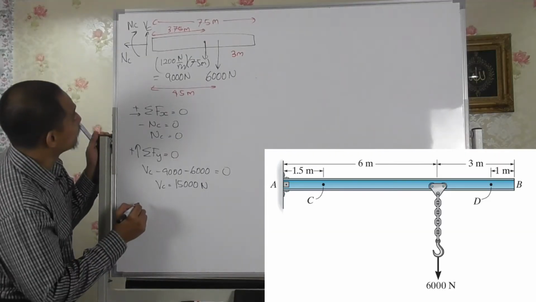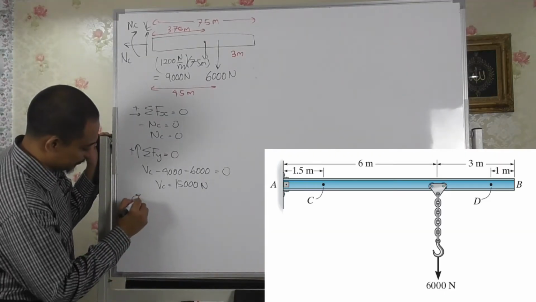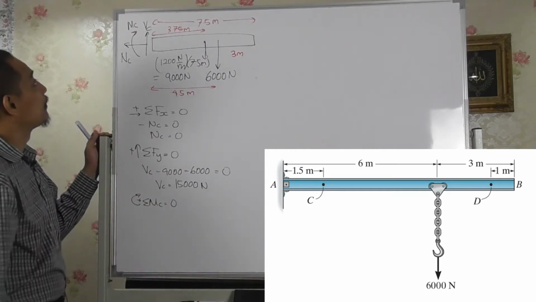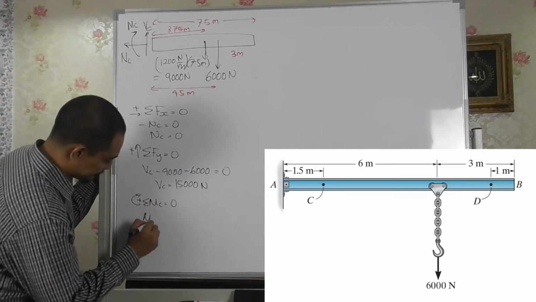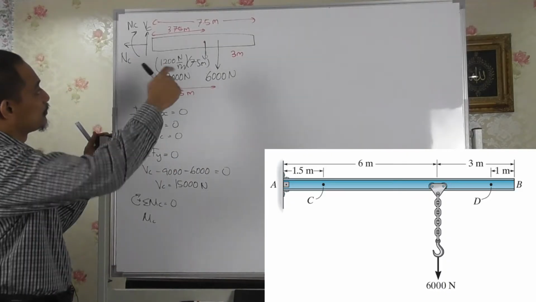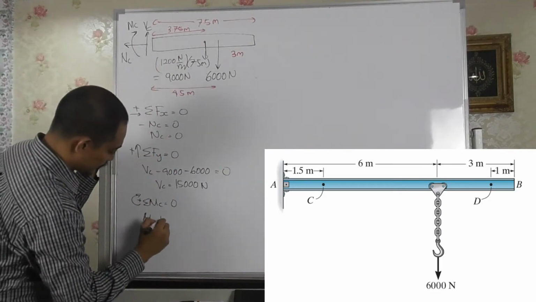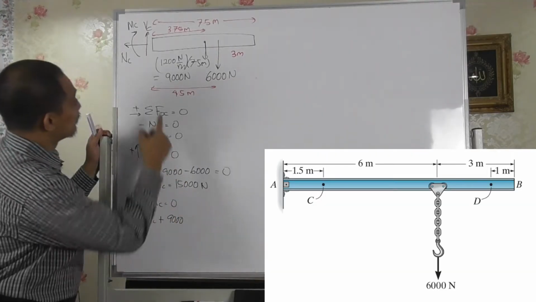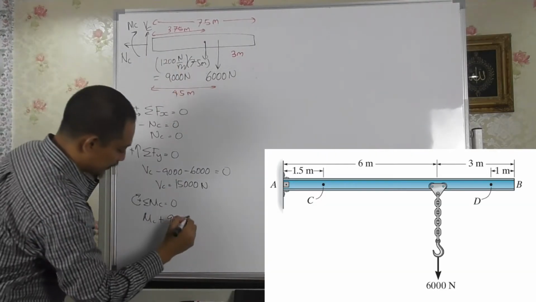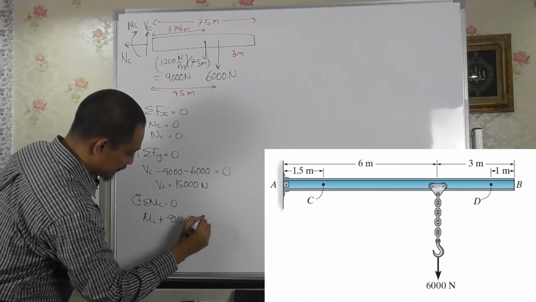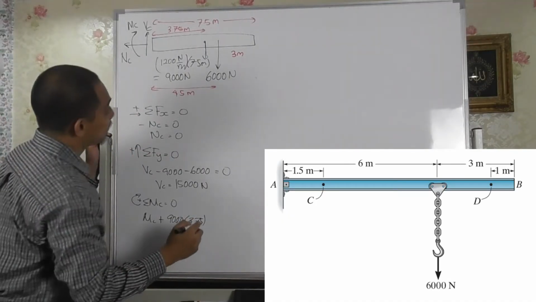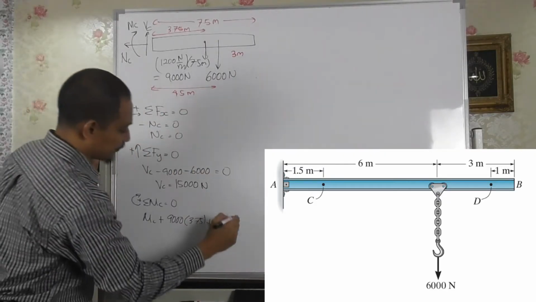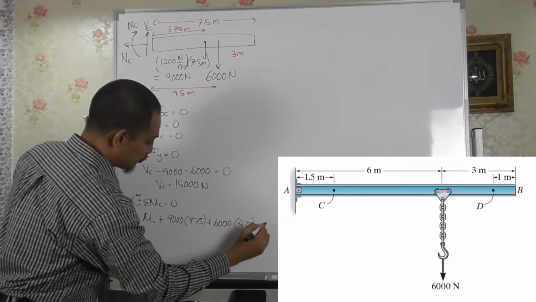If you take moment, in this case, let me take clockwise as positive, summation of moment about point C equal to 0. So MC, positive, if we take 9,000 first, the distance is 3.75 meter, and then plus 6,000, the distance is 4.5, equal to 0.